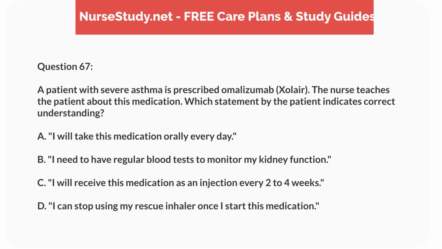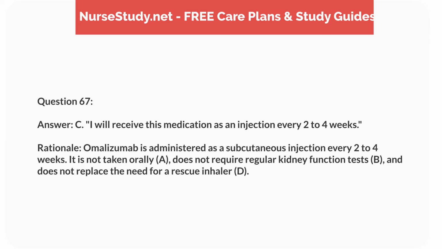Question 67. A patient with severe asthma is prescribed omalizumab, Xolair. The nurse teaches the patient about this medication. Which statement by the patient indicates correct understanding? A. I will take this medication orally every day. B. I need to have regular blood tests to monitor my kidney function. C. I will receive this medication as an injection every 2 to 4 weeks. D. I can stop using my rescue inhaler once I start this medication. Answer: C. I will receive this medication as an injection every 2 to 4 weeks.